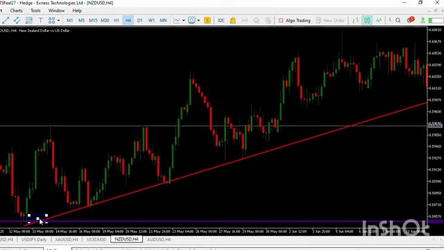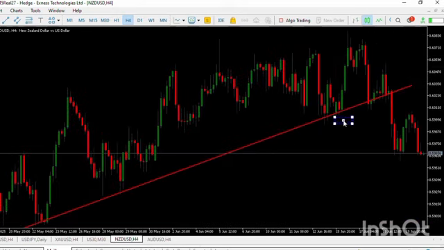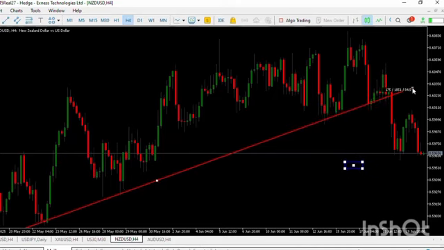So now I have my first touch. The second alone made it significant that this trend line was a significant one. Third, fourth, and I had my fifth one. Eventually, at the sixth one was where the break took place. This was where the break took place.